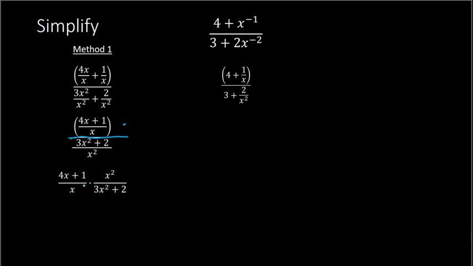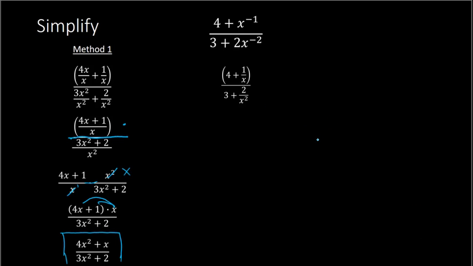And then notice that the x squared and x would cancel out. You can subtract the exponents 2 minus 1. That gives you x to the first power, which goes on the top. So we have 4x plus 1 times x on the top over 3x squared plus 2. And nothing else really cancels, so what I can do is just simplify the numerator a little more by distributing the x to both terms. That would give us 4x squared plus x on the top. So this here would be our simplified answer. Nothing else could cancel.